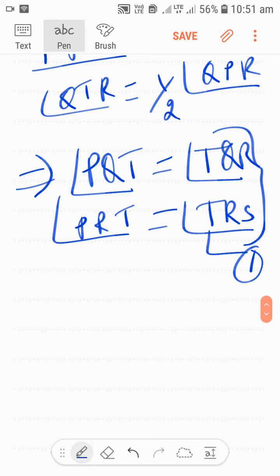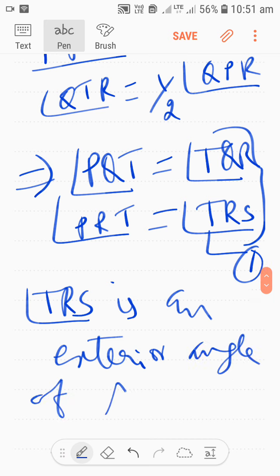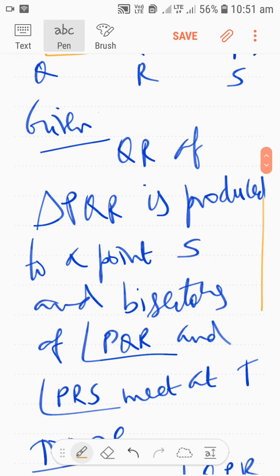Now we are going to use one result. Already we know one result. Exterior angle of a triangle is equal to sum of its interior opposite angles. So here angle TRS is an exterior angle of the triangle TQR. See the diagram. See here the angle TRS. TRS means this angle only. This is the exterior angle of the triangle TQR. So this is triangle TQR. So this is outside of this triangle, that is exterior angle.